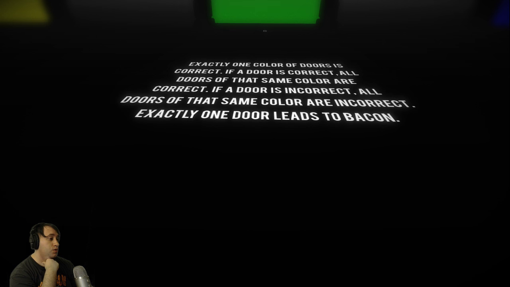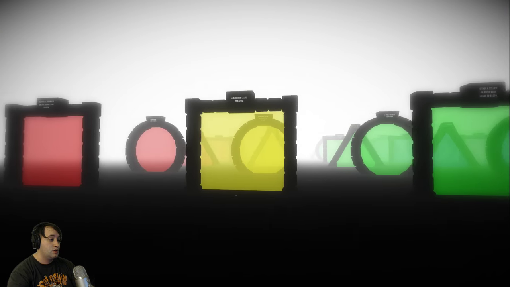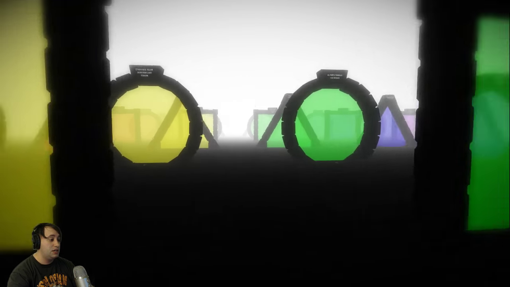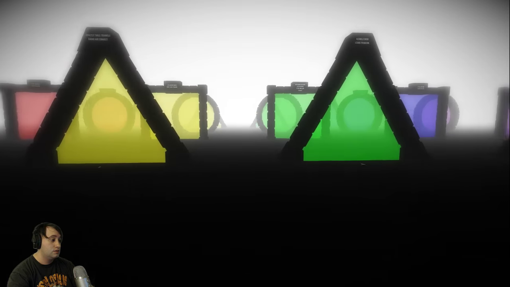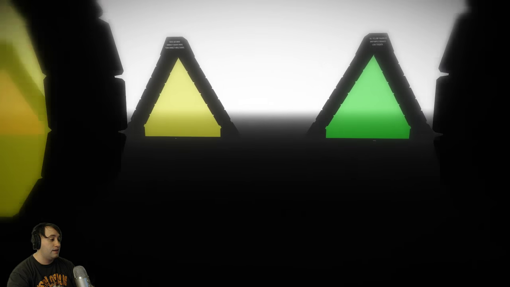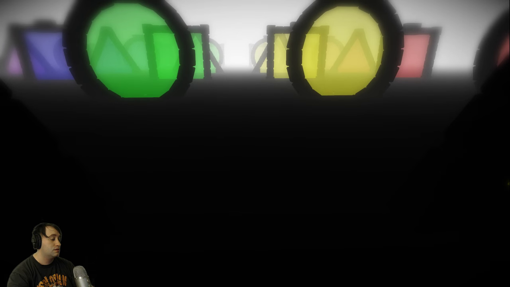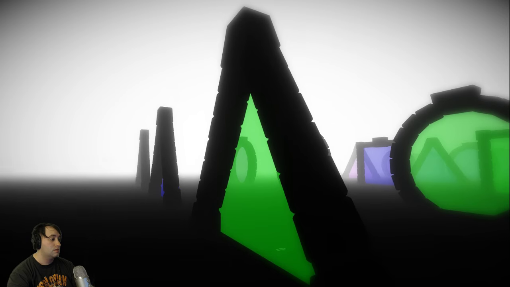Oh, dear. Exactly one color of door is correct. If a door is correct, all doors of that same color are correct. If a door is incorrect, all doors of that same color are incorrect. Exactly one door leads to bacon. How many bloody doors are there? 2, 3, 4, 5, 6 rows of doors?